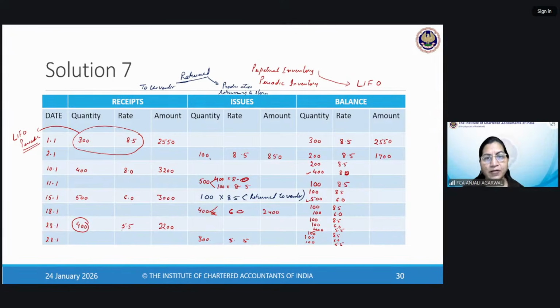However, out of this 100, 20 units were returned by the production floor to the stores. Let's say they were returned on the 20th. I'll show it as fresh receipts, 20 into 8.5, and I'll add it to my closing stock. So next time, if it is LIFO, first I'll issue these 20 units, then this, then this, then this. So this is how you treat the return to vendor and return to stores, right?